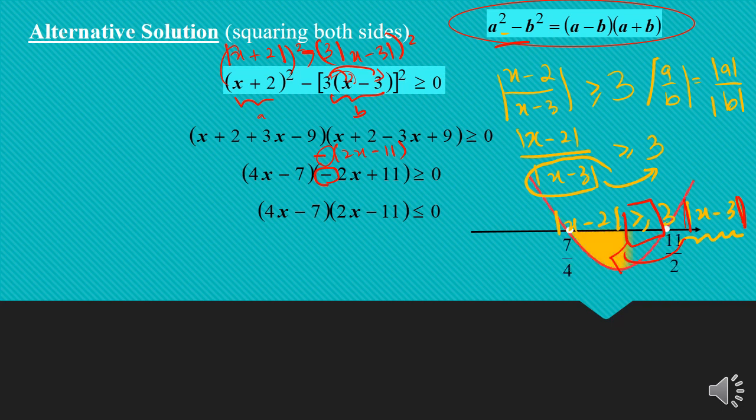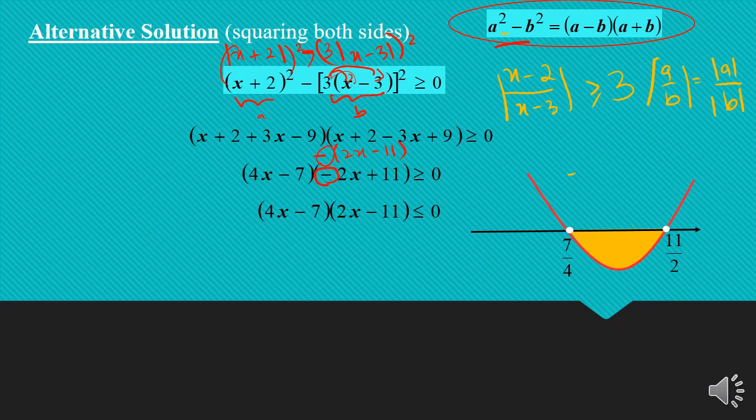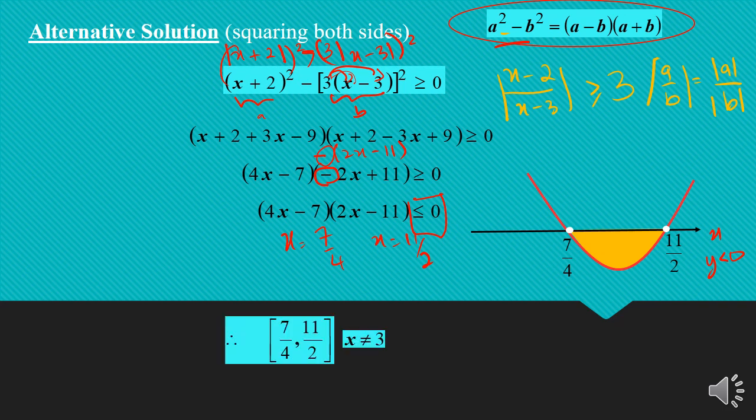Okay, let me clear everything here. So this is our graph, and we have the roots: x equal to 7 over 4 and x equal to 11 over 2. Which one is on the left hand side? 7 over 4. And then we want to find the values that are less than or equal to 0, meaning below the x axis. This is y less than 0. So the answer should be in between 7 over 4 and 11 over 2.